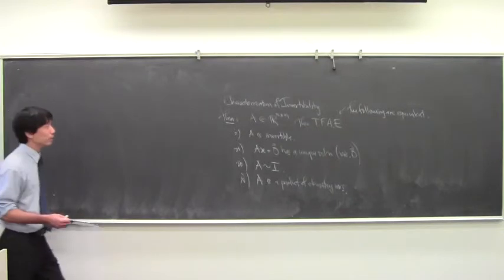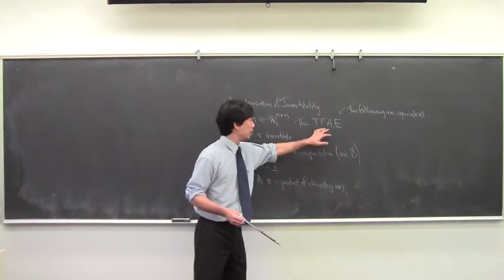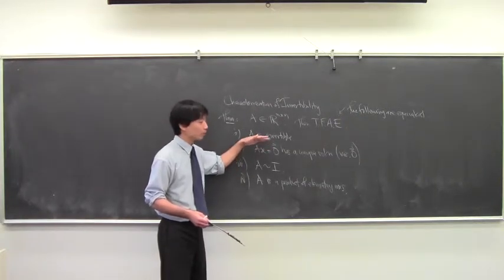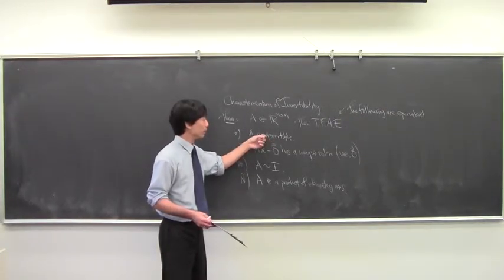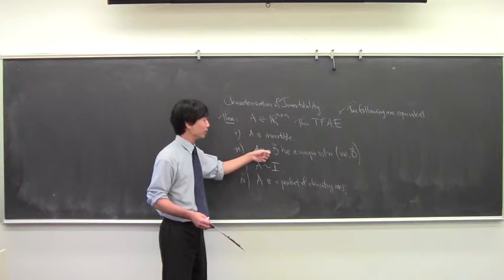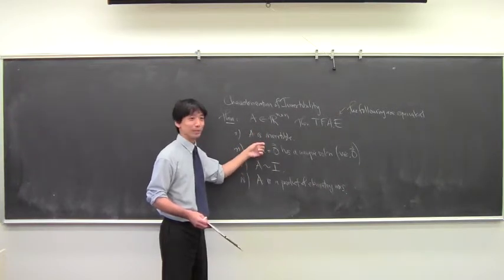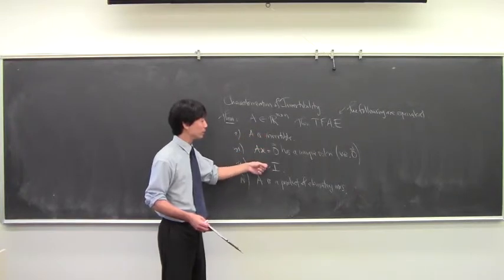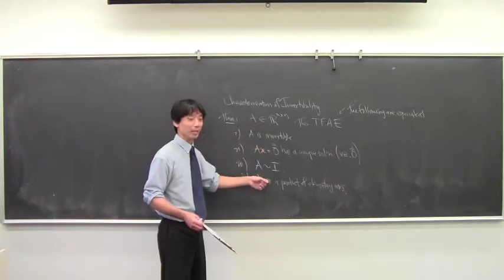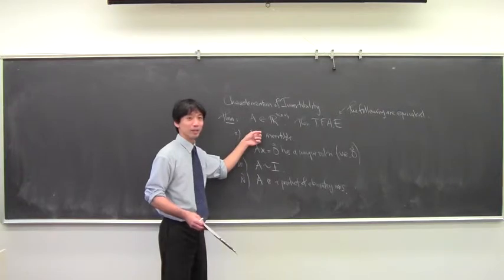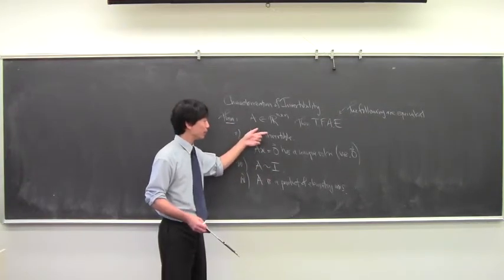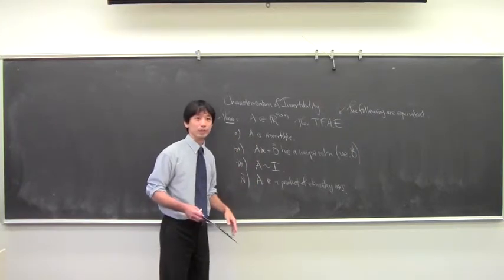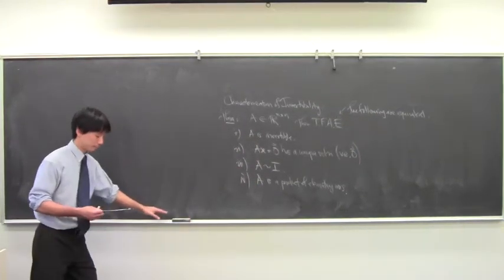Again, this TFAE means that each of these statements is equivalent to the other. To prove them, you might think you have to prove that this implies that, one implies two, two implies one, and so on. Usually what one does is prove that one implies two, two implies three, three implies four, you set them up in a ring, and four implies one. Because then proving that set of implications shows that they are all logically equivalent to each other. And that's what we'll do now.